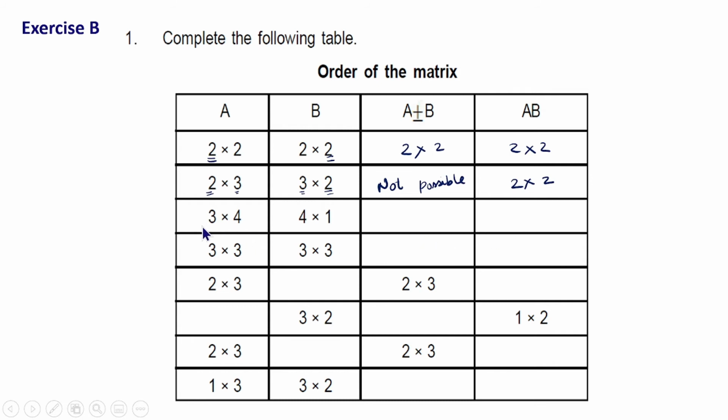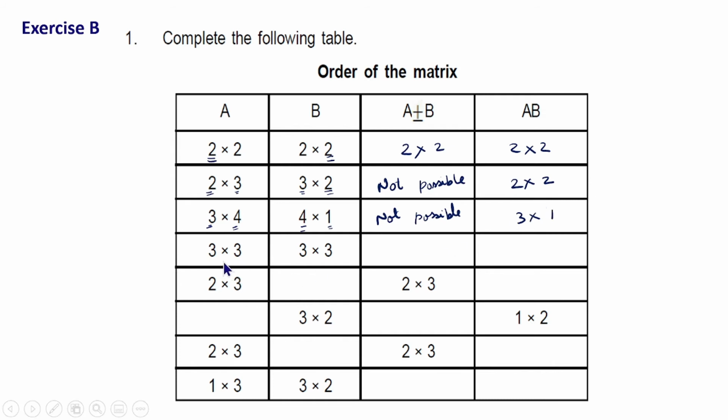Then the next one, A has order 3 by 4, B has order 4 by 1. So A plus or minus B is not possible. A into B, here the number of columns in A is equal to the number of rows in B. So we can multiply A and B. So AB will have order 3 by 1.